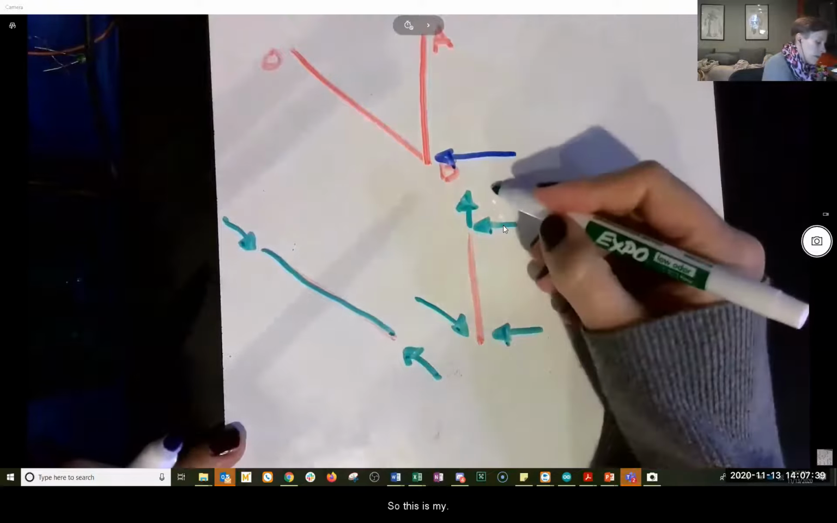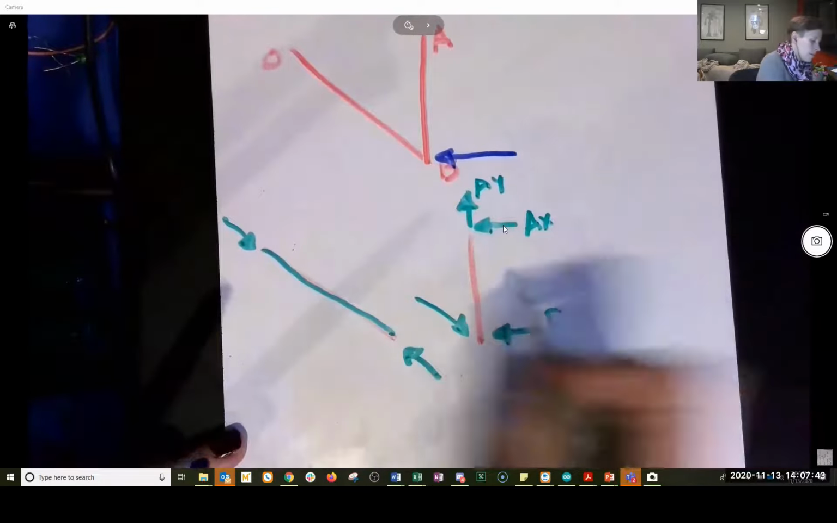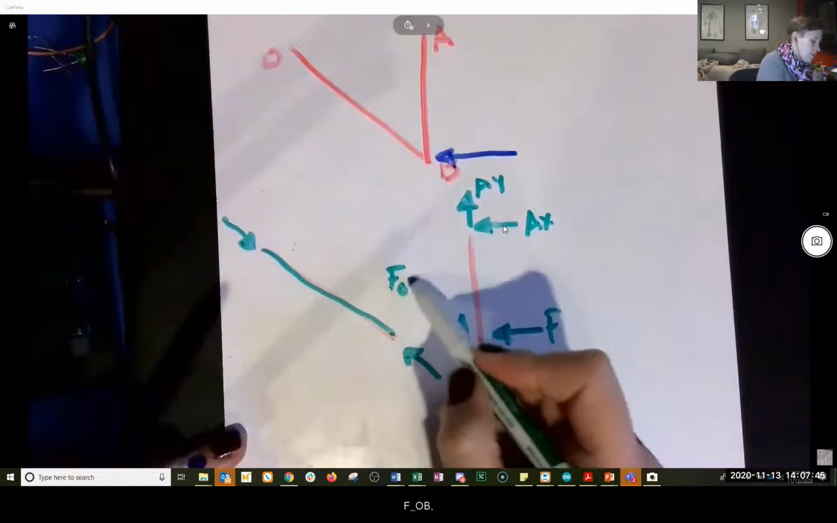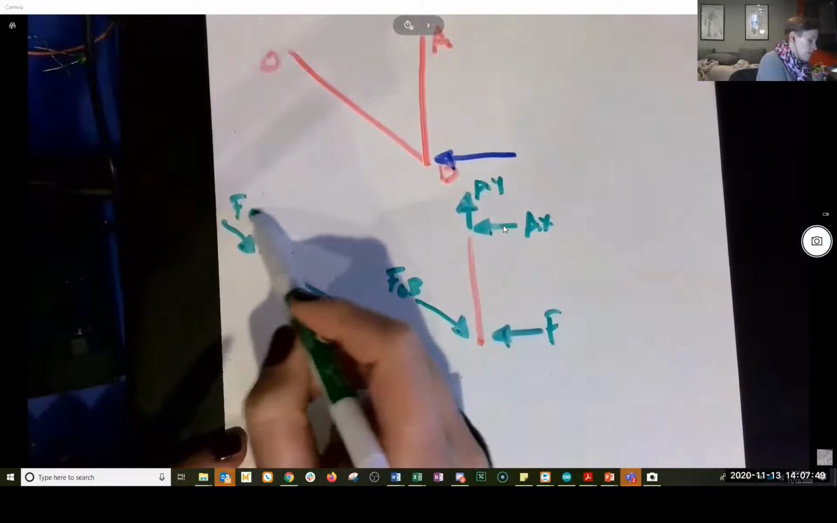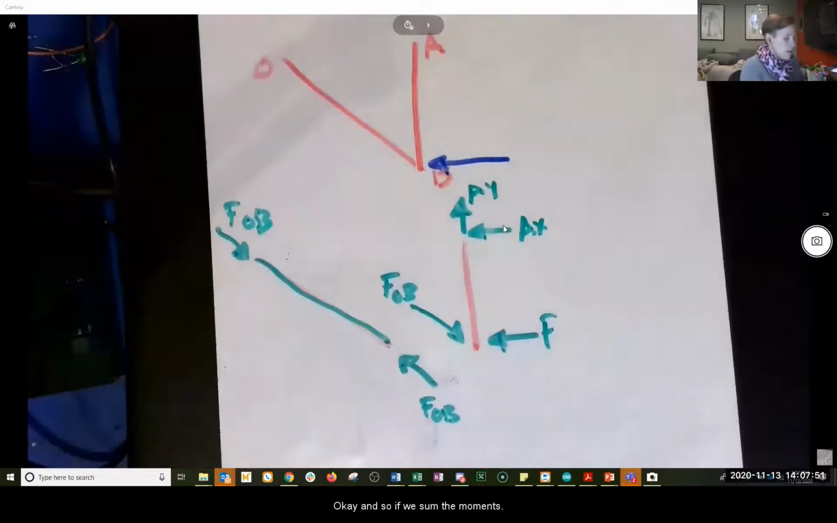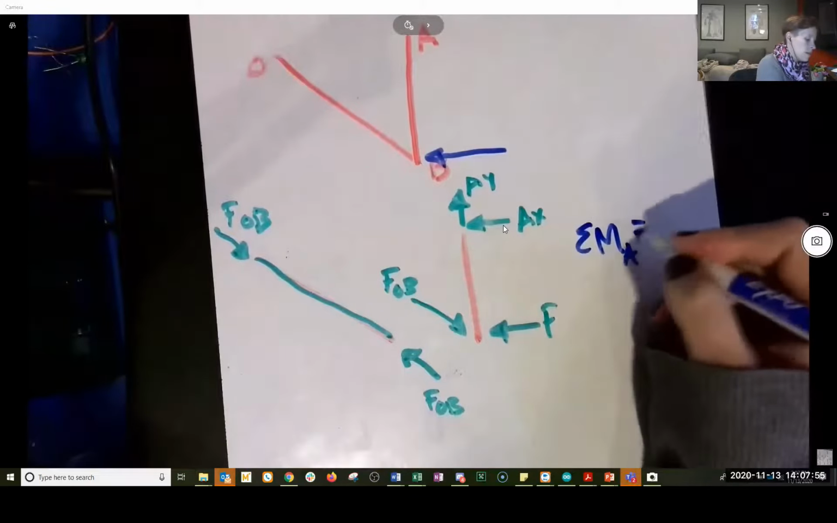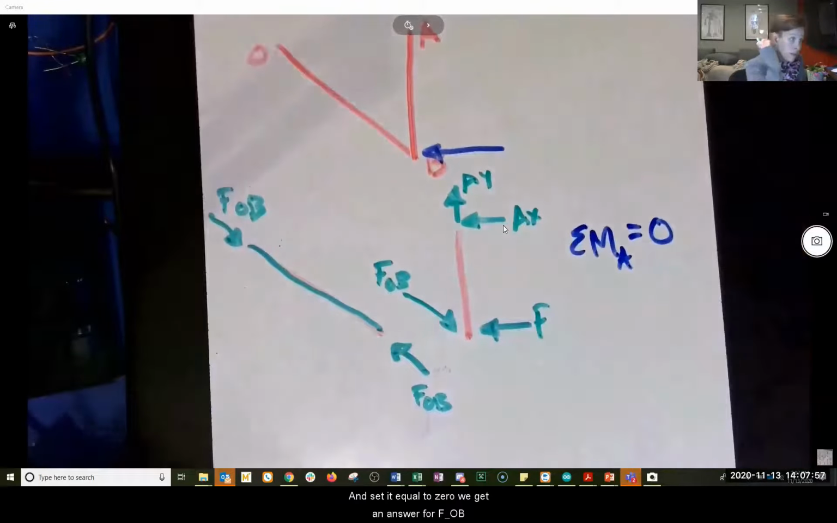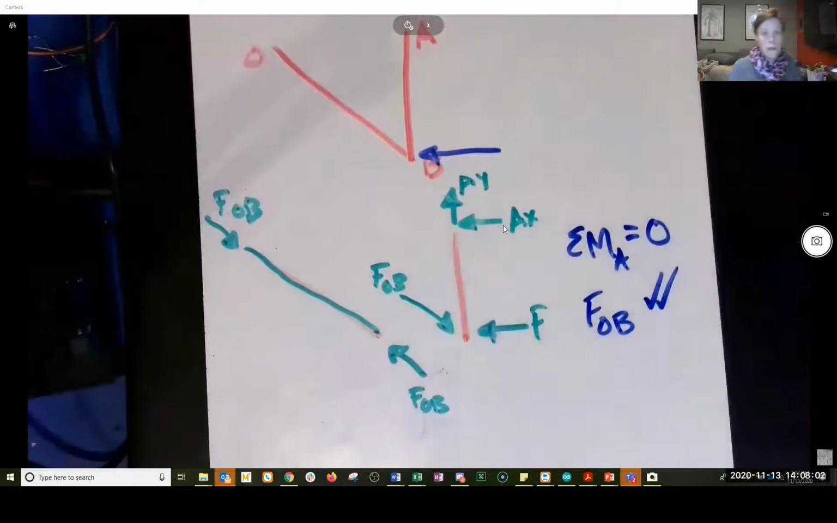So this is my AY, AX, FOB. If we sum the moments about A and set it equal to 0, we get an answer for FOB. So that's our statics, right? Very brief, making sure we're all on the same page there.